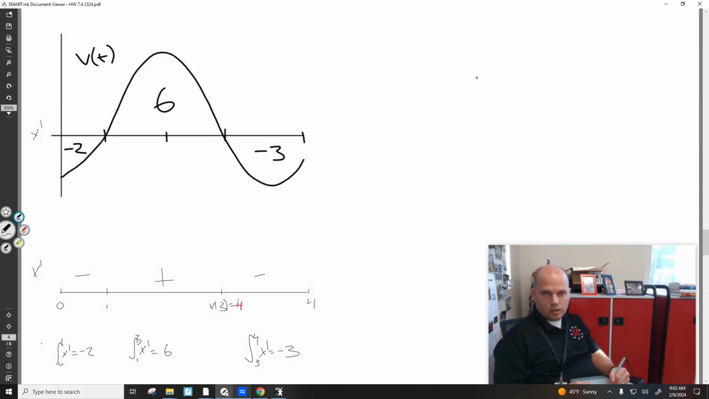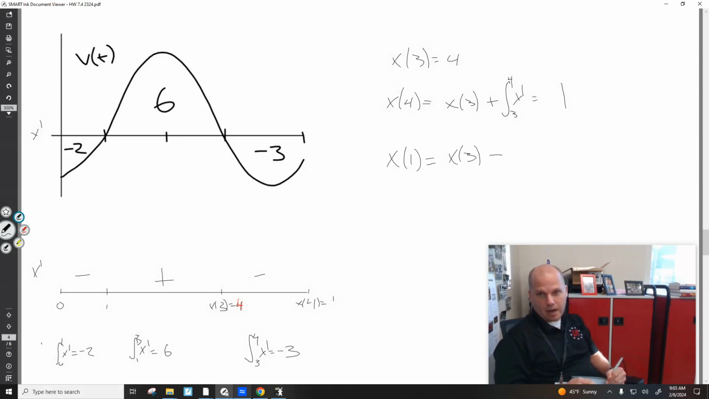That means since x of 3 equals 4, x of 4, going forwards, will be x of 3 plus the integral from 3 to 4. And that's going to be 1. If I go backwards, I need to subtract. X of 1 will equal x of 3 minus this integral from 1 to 3. This is 6. Subtract 6, I must be coming from -2. -2 plus 6 is 4.